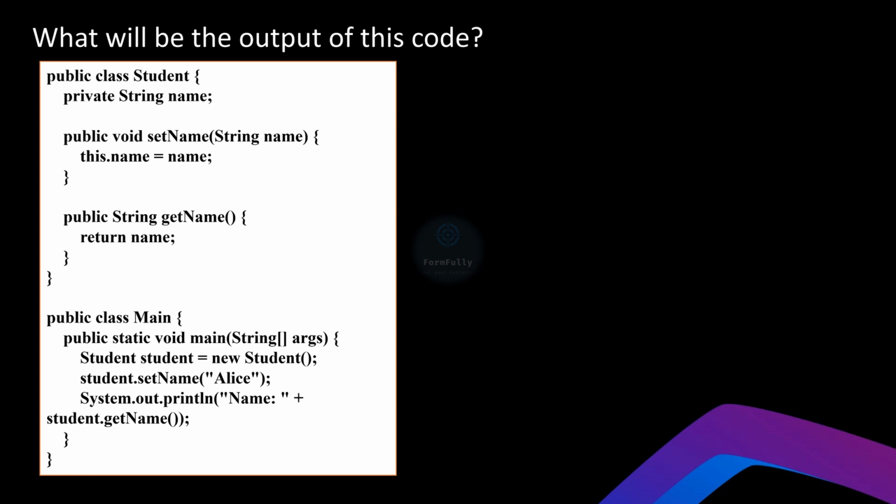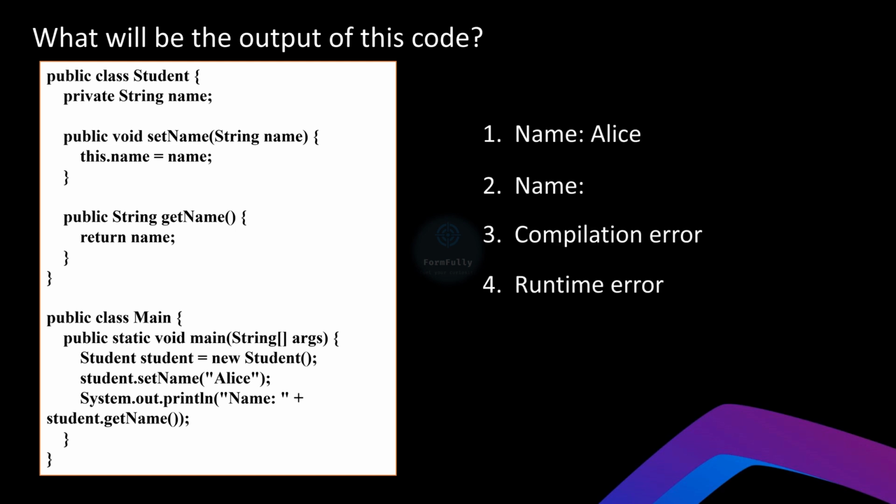Moving to the snippet question. Here what will be the output of this code? Options are name alias, name, compilation error, runtime error. I will suggest first stop the video or pause the video for first thing what will be the output of this code. I hope you are ready with your answer.